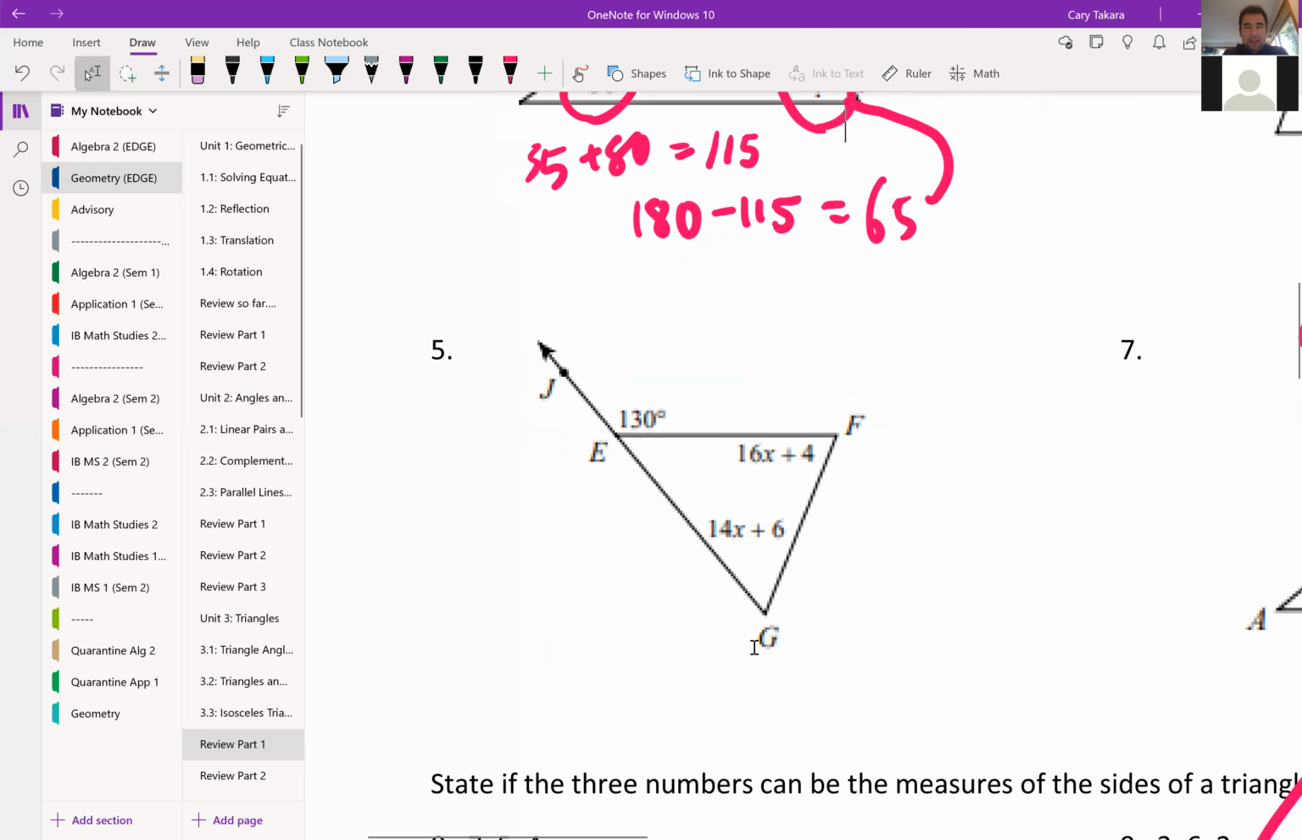Okay, number 5. What do we do? I'm going to let you work on it. Think about this. What does it look like? Which rule are we going to use? Let's think about that. Set up an equation and let's solve for x. Doesn't this again look like the exterior angle theorem?